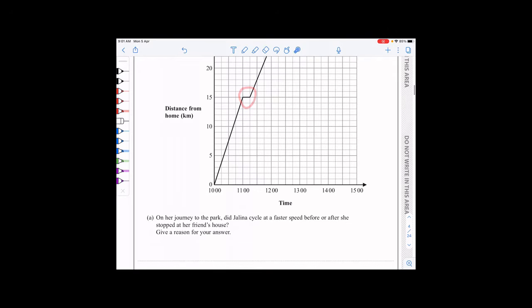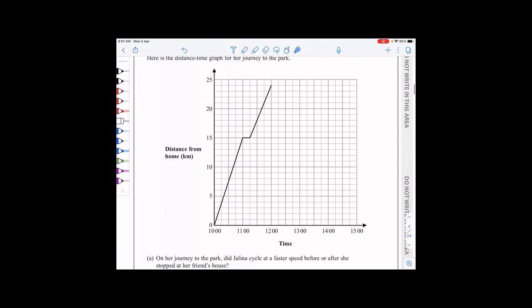On her journey to the park, did Jalina cycle at a faster speed before or after she stopped at her friend's house? Give a reason for your answer. Now we know that in distance time graphs, the gradient is the speed. So I will find the gradient of this straight line part and this straight line part here. Just by looking at it, this seems to be steeper, but we have to confirm this through calculation.